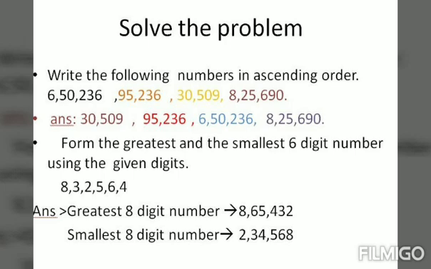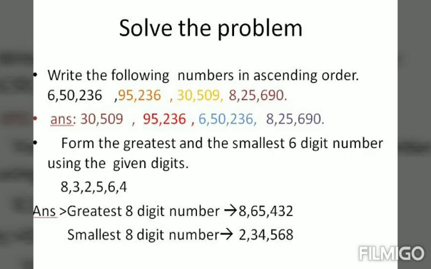Okay. First question is, write the following numbers in ascending order. Here I have given 4 different numbers. You have to arrange them in ascending order, that is from the smallest number to the greatest number. Your second question is, form the greatest and the smallest 6-digit number using the given digits. Here I have given 6 different digits. You have to make the greatest 6 digit and the smallest 6 digit.